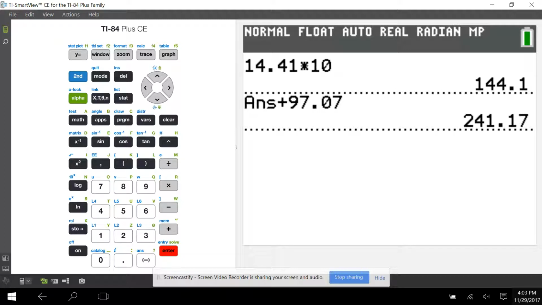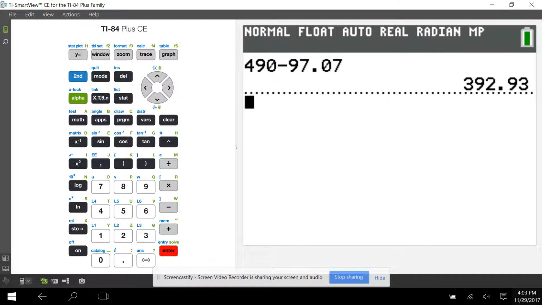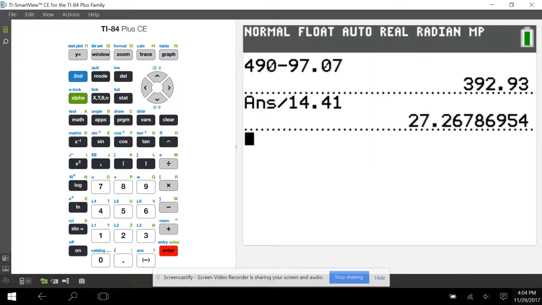Happy Meal has 490, so now we have y equals 490. So I'm going to do 490 minus 97.07 divided by 14.41, and a Happy Meal has about 27 grams of fat. Okay, and I'll show you my worksheet here in a minute, and you can make sure your answers are right.